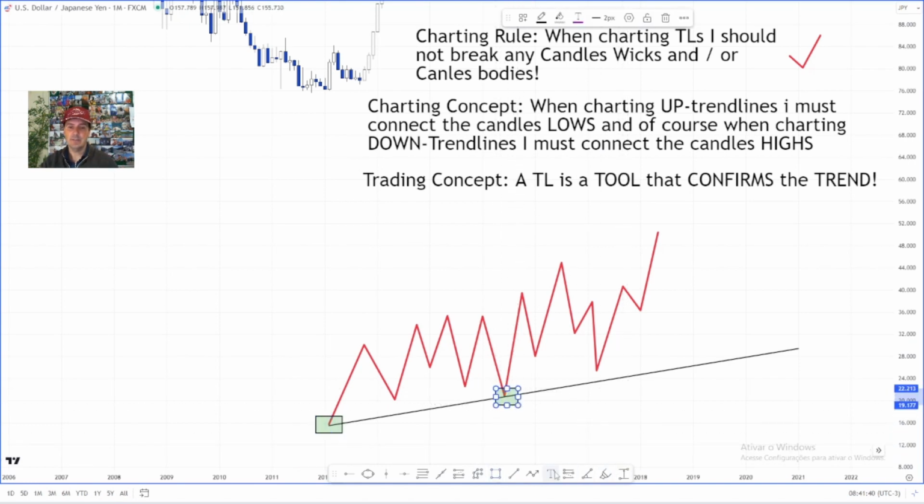Theory, right? Yes, we did. So, check this one too. In a trading concept, a trend line is a tool that confirms the trend. Listen to me, even if the market made a downtrend in here, which we learned is a retracement on the uptrend.